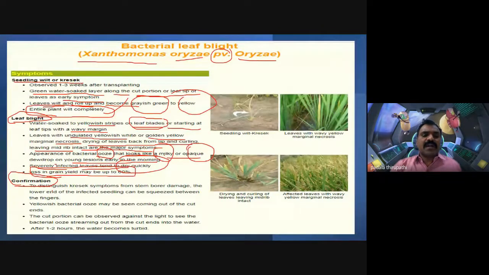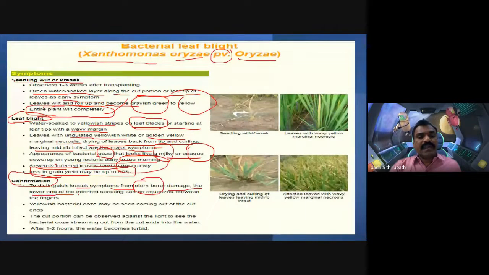And for confirmation, how do we confirm whether this disease is bacterial or viral, or whether it is a leaf blight disease or another disease? So distinguish kresek symptoms from stem borer damage.